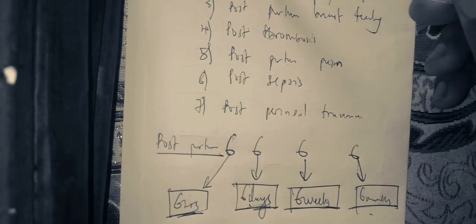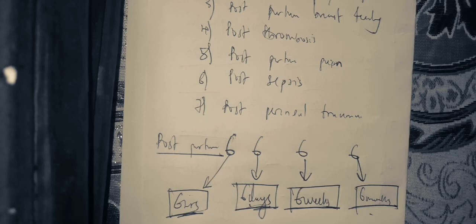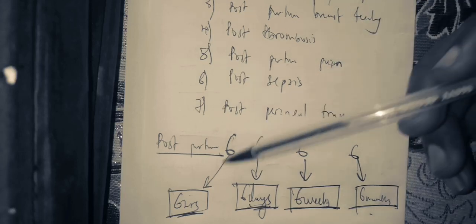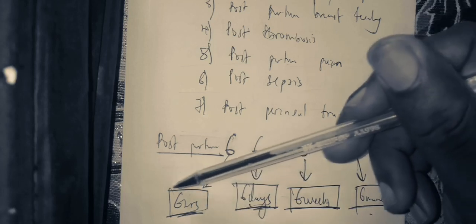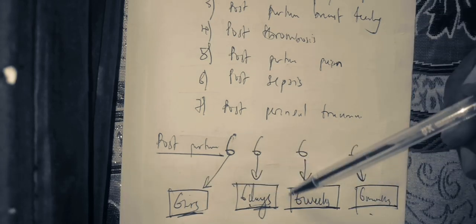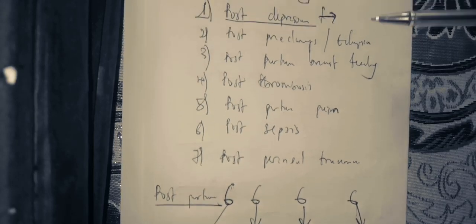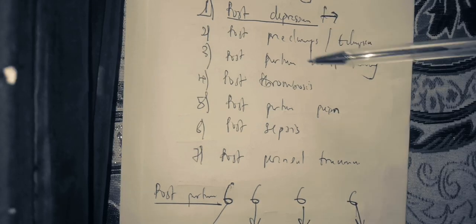Now, within the first 6 days, is it clear? Which type of postpartum complication can you have? From 6 days to months, you can have postpartum depression. Postpartum preeclampsia usually occurs within the first 6 hours. Is it clear? From the first 6 hours to 6 weeks, you can have postpartum preeclampsia and eclampsia.